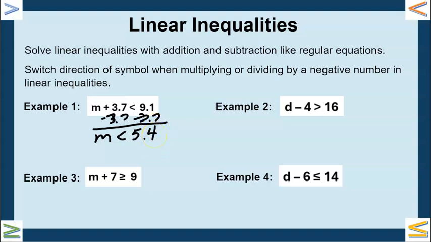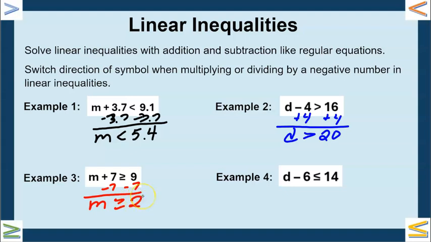Example 2, d minus 4 is greater than 16. I'm going to do the opposite, which means I'm going to add 4 to both sides, and I'm left with d is greater than 20. Example 3, m plus 7 is greater than or equal to 9. The opposite of adding 7 is subtracting 7, and I have m is greater than or equal to 2.